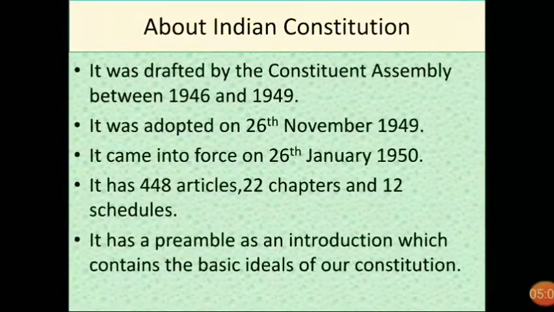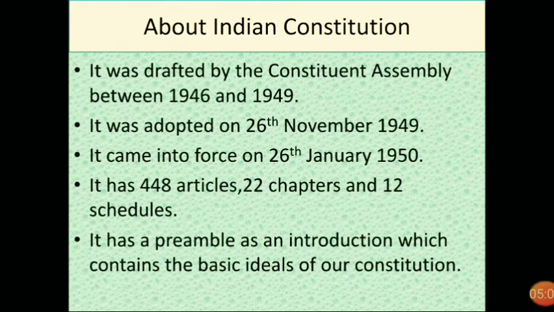Then about Indian constitution, some important facts. It was drafted by the Constituent Assembly. So every constitution is drafted or written or made by a Constituent Assembly. So Constituent Assembly is the assembly or group of people who make the constitution. And after making the constitution, it dissolves.